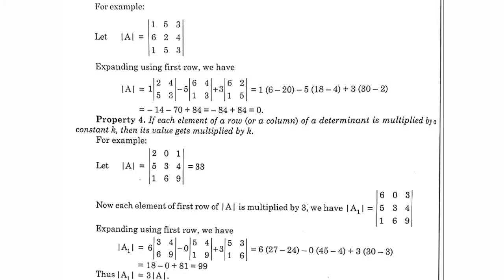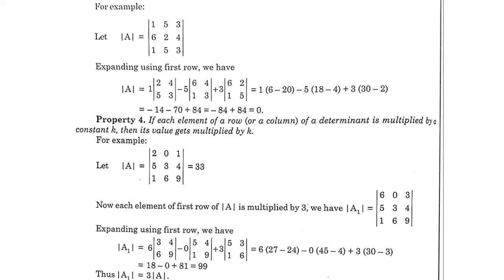The example is a determinant having elements 1 6 1, 5 2 5 and 3 4 3. Right students? So expanding using rows we will get 0, because here you can see that the first row and third row are the same, meaning identical. It means the value of this determinant is 0.